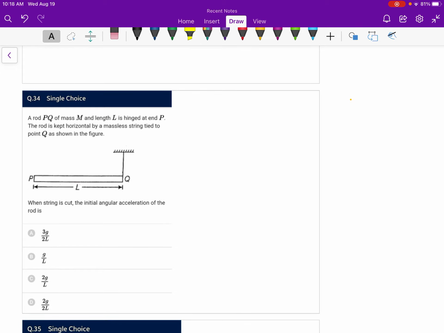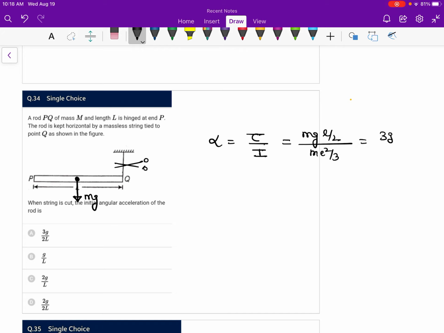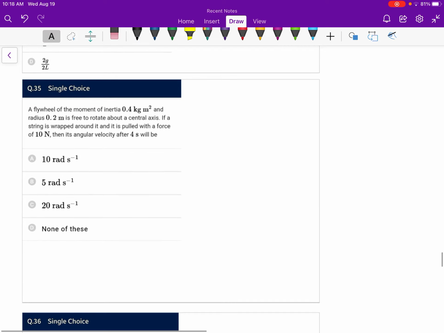If the rod is kept horizontal by a massless string tied to this, on cutting the string, point Q becomes free, and mg acts at the center. So alpha is torque upon I, which is mg into L by 2, and I is ml square by 3. So this is 3g by 2L. So A is the correct option.